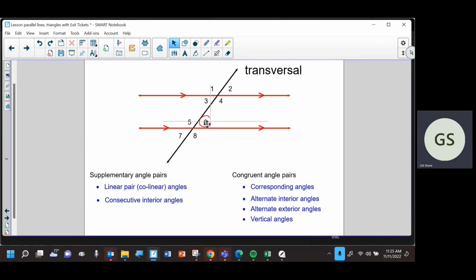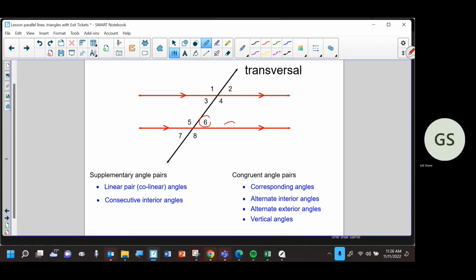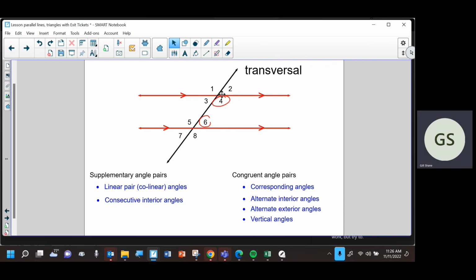So same side, so that's 6. So what would be a consecutive interior angle with 6? Same side, different measure. And it's interior. Understand? 4. So 4 would be the other one. Didn't think that was going to work, but tried it. So 4 and 6 are consecutive interior. That's the name.